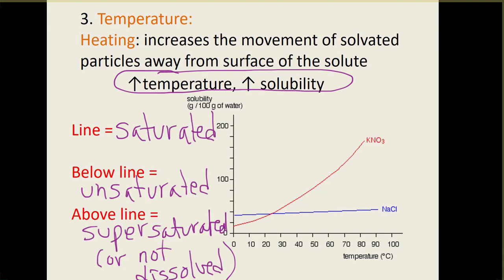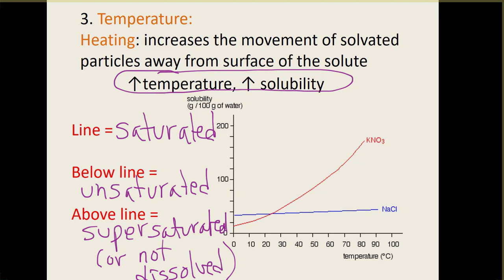Below the line, that would be an unsaturated solution, and above the line, as long as conditions are right, that could be a supersaturated solution where you heat it up and then you cool it down and it remains dissolved. Not all solutes can do this because it's so unstable. So it's easier to make a supersaturated solution with some solids versus others.